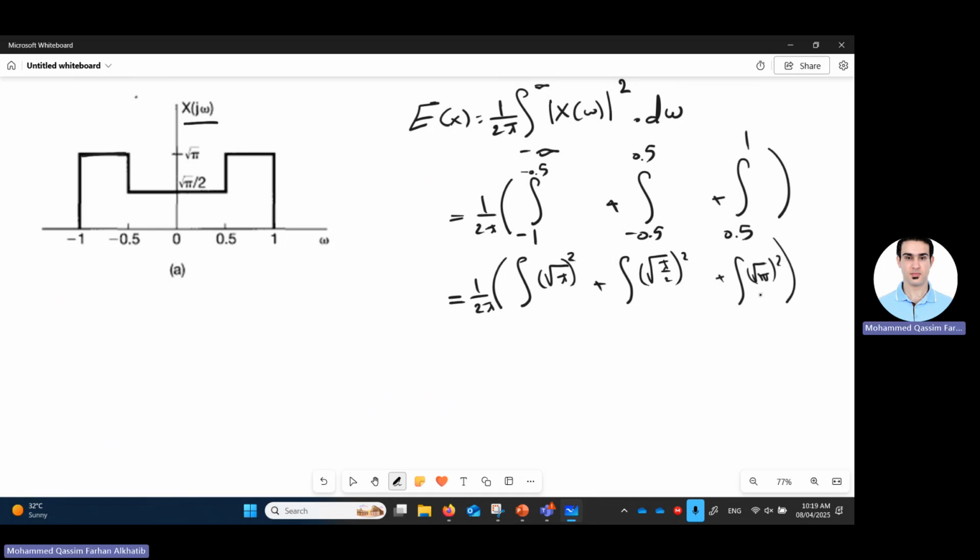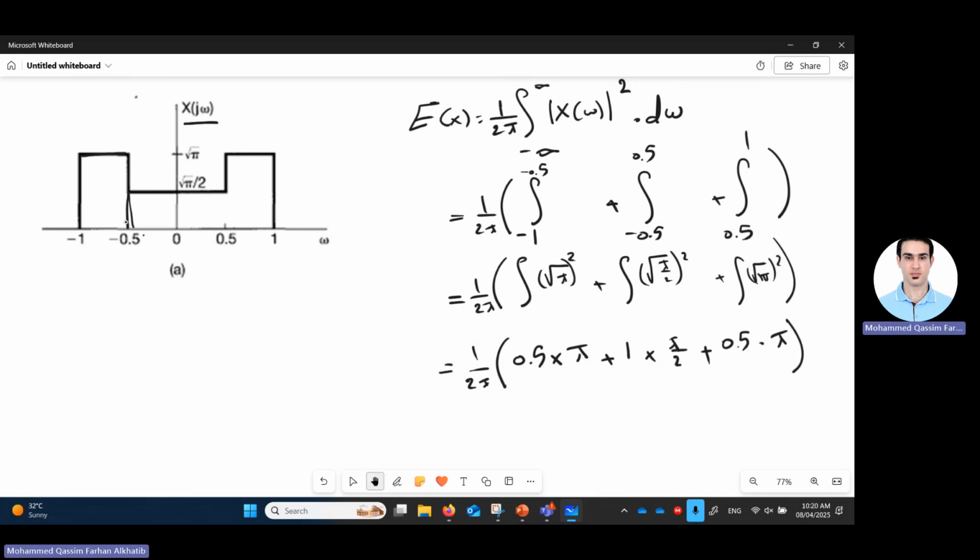Since we have real values, what is the physical meaning of integration? What is integration? Find the area, exactly. And since we have real values, I'm finding areas of rectangles. So here it's a rectangle. What's the length? Half. So in this case, 1 over 2 pi, 0.5 times pi, plus, what is the length here? That's 1 times pi over 2, plus, similar thing here, 0.5 times pi.